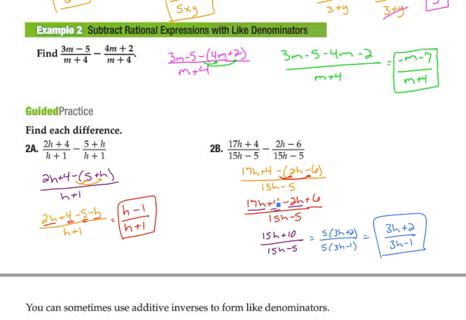Okay, distributing through 2b, we end up with 15h plus 10 over 15h minus 5. I realize that both of these actually can be factored. We can take out a 5 from each one of them, and then we can cancel out that 5, and we're left with 3h plus 2 over 3h minus 1, realizing those 3h's stay.